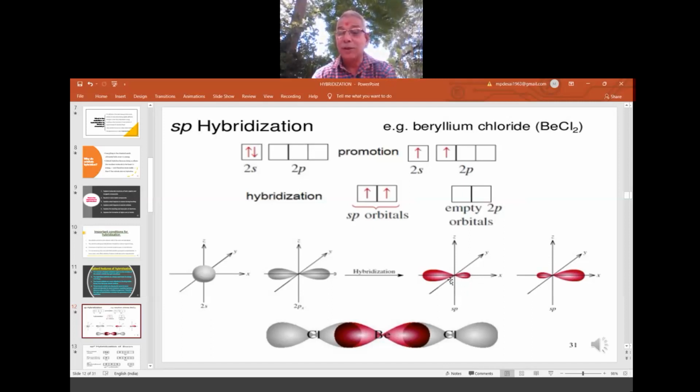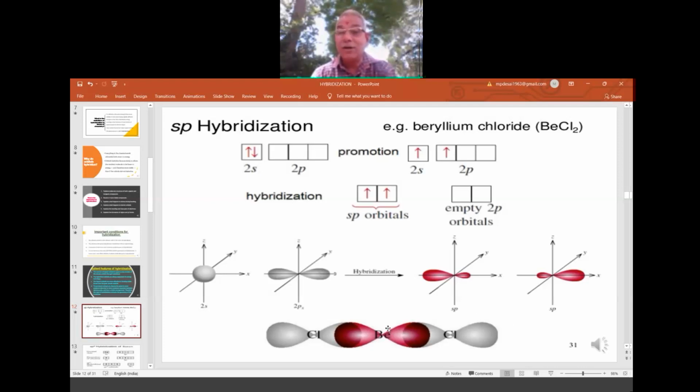So this is one sp hybrid orbital, and this is another sp hybrid orbital. The other two are empty. From this side one chlorine comes, and from this side one chlorine comes, and this is the arrangement. So beryllium chloride, beryllium with the 2 sp hybrid atomic orbitals. Then from one side chlorine with 1 electron comes, and one more chlorine with 1 electron comes. They make bonding. Stable BeCl2 linear structure.